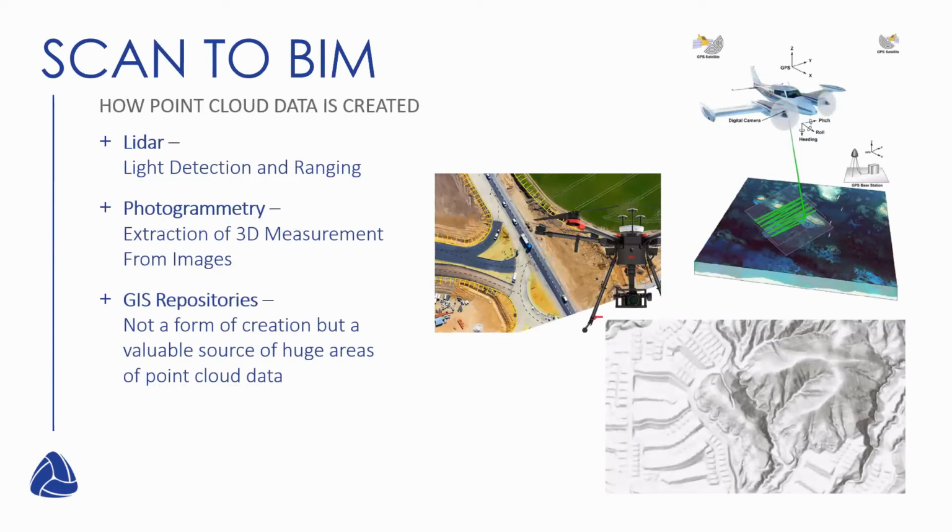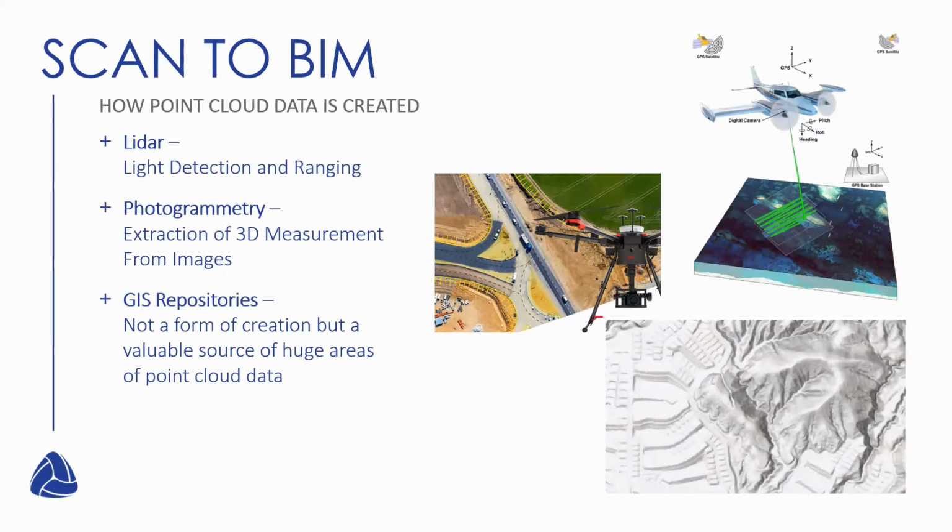So how is point cloud data created? Well, there are a few different ways. One of the most common ones would be LiDAR data. That is light detection and ranging. If you look at that top right-hand image, for example, with an airplane retrofitted with a digital camera and GPS system, they can use those systems to perform high-level scans at certain grid intervals over land or even of the sea bottom. Then you get photogrammetry, and that is the extraction of 3D measurements from images.